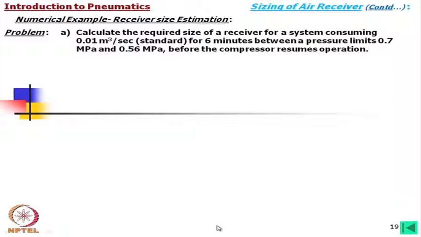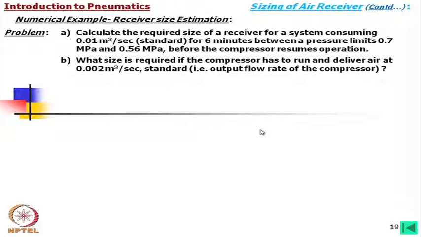So, again we consider another problem: calculate the required size of a reservoir for a system consuming 0.1 meter cube per second standard for 6 minutes between pressure limits 0.7 megapascal and 0.56 megapascal before the compressor resumes operations. That means, this is the maximum limit where the compressor will be stopped, and this is the minimum limit when again the compressor will start. What size is required if the compressor has to run and deliver air at 0.002 meter cube per second standard?